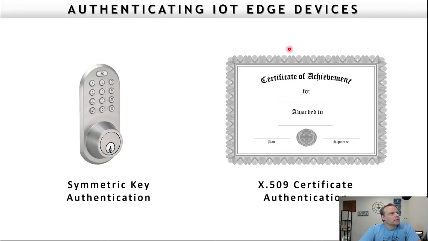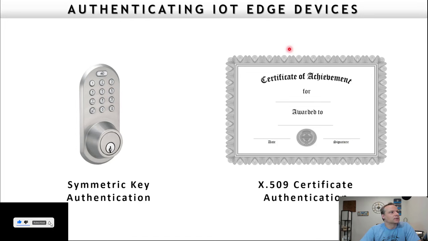But if you want to be more secure, you can use the X509 certificate authentication. That may be more, I guess, good for the production version. So in my case, I'm going to go with the symmetric key because it's just for demo and it's much easier.